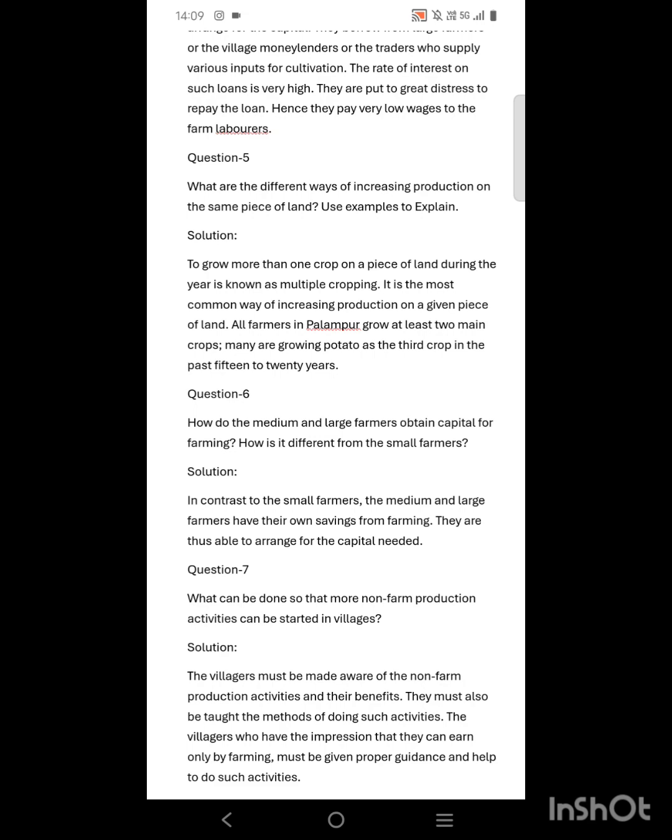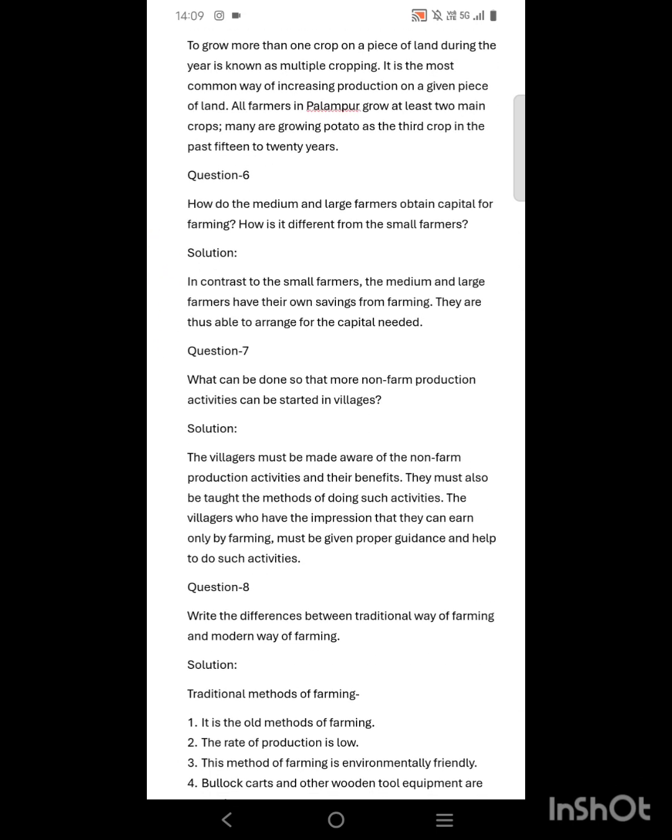Number 6. How do the medium and large farmers obtain capital for farming? How is it different from the small farmers? In contrast to the small farmers, the medium and large farmers have their own savings from farming. They are thus able to arrange for the capital needed.